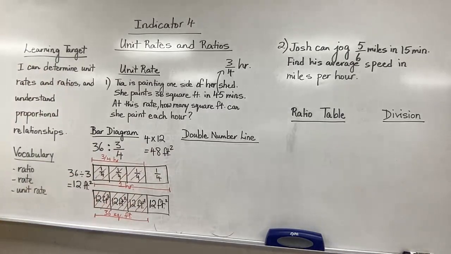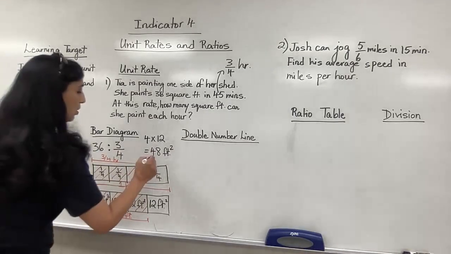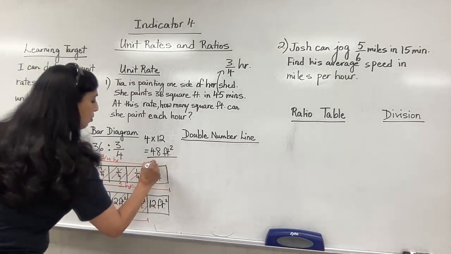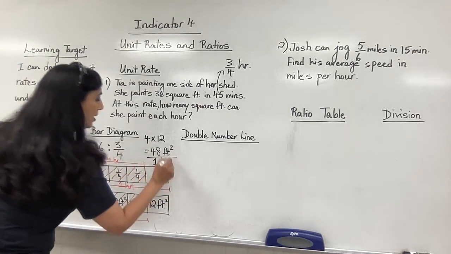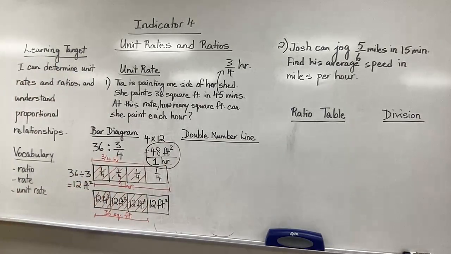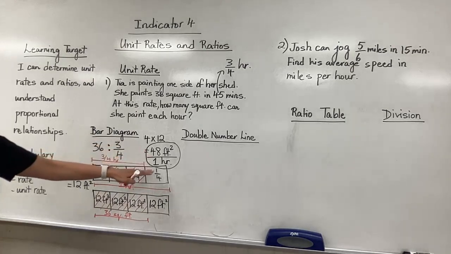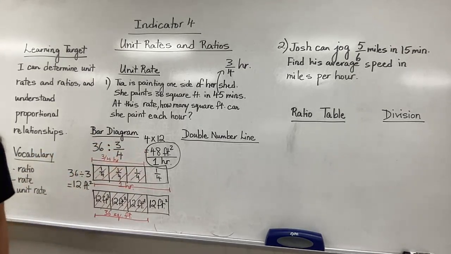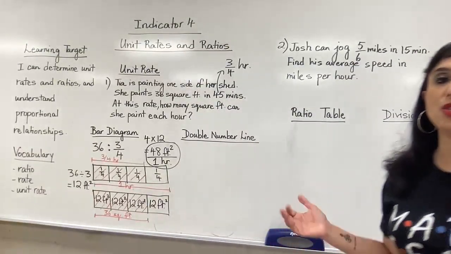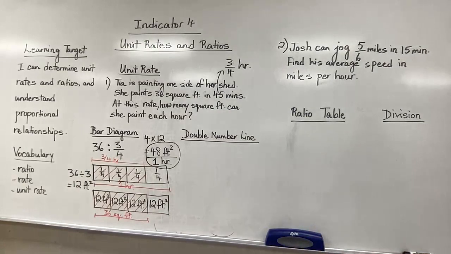Per hour. So remember, the denominator has to be 1. So this over 1 hour, and this is my unit rate. Now I can write it like this, 48 square feet per hour, or I can write it over 1 hour, because that basically means the same thing. But this is the bar diagram method of showing how to calculate the unit rate.